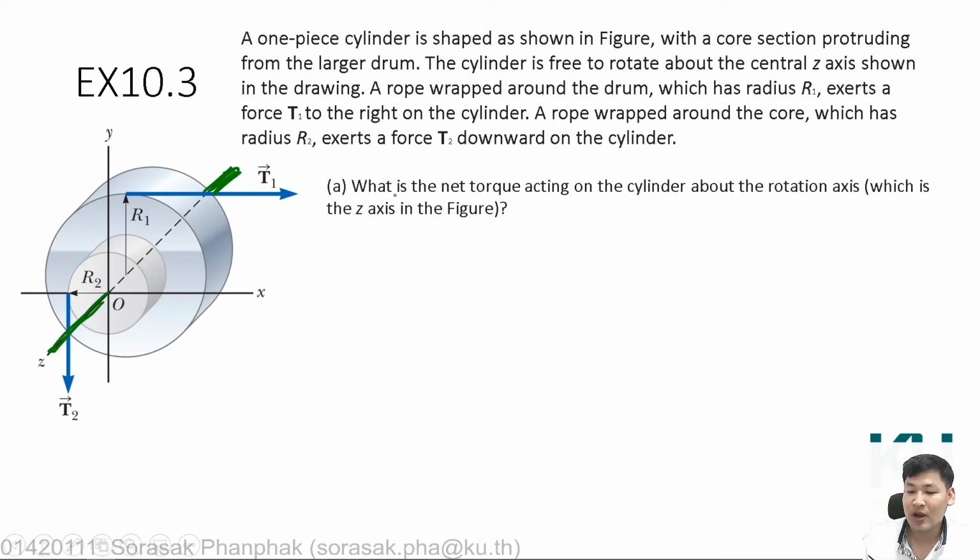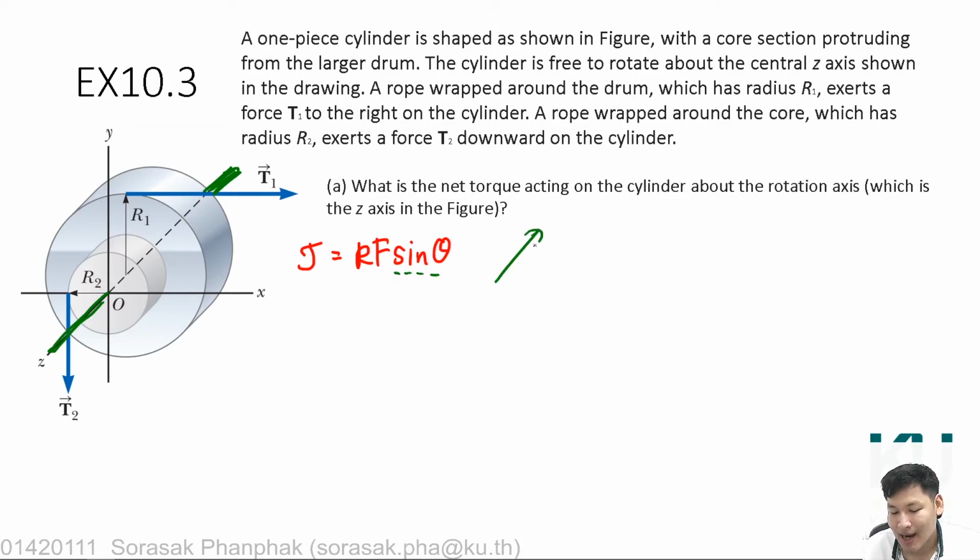The smaller one has R2 and the bigger one has R1 in terms of radius. Now, if you would like to determine the net torque that happens here, you will look at the definition of torque. Torque is R F sine theta, right? Where theta is the angle between R and F. If you translate this into vectors, this is the R vector, this is the F vector, and this is theta.